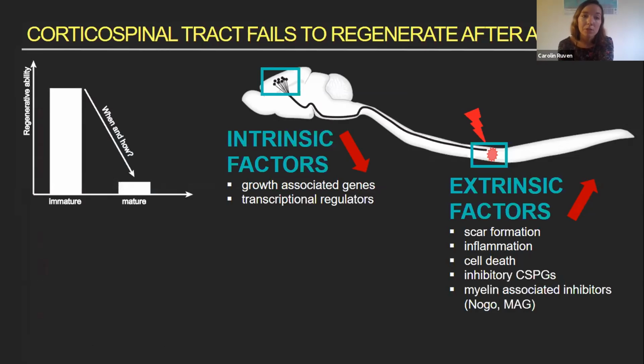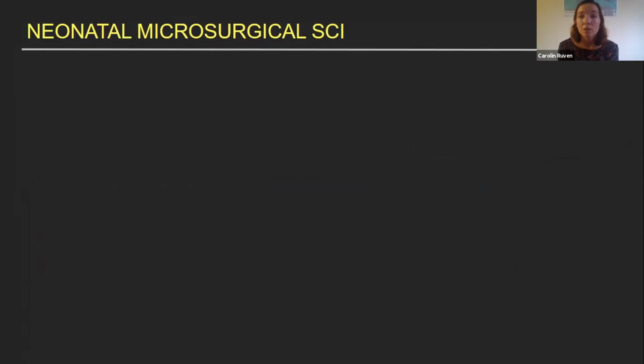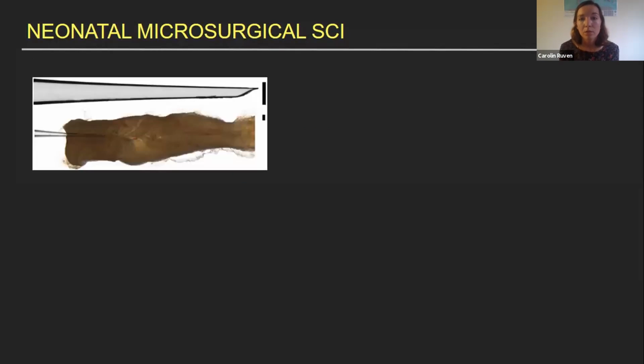Therefore, to be able to answer the question of when and how the regenerative ability gets lost, we needed to first come up with a new approach that would leave the spinal environment relatively intact while still precisely disrupting the CST. For that, we established a novel microsurgical approach to transect the developing CST in the neonatal spinal cord. In our model, we are using a beveled micropipette, which you can see here inserted into the XV1 neonatal spinal cord for size comparison.